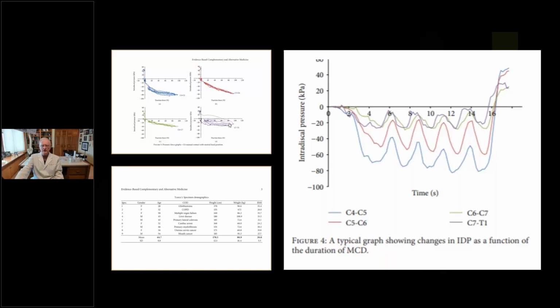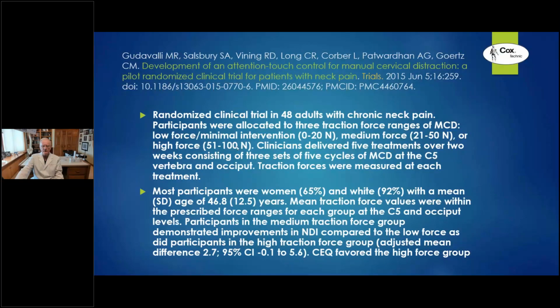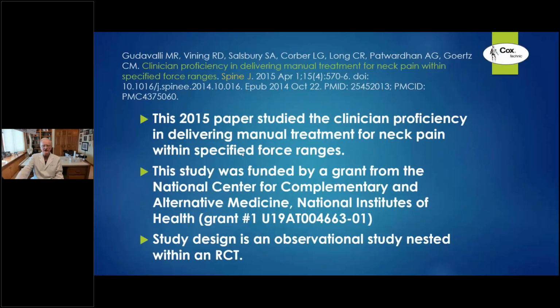Gudavalli et al. also published this in Trials in 2015, that when you deliver three forces, 0 to 20 newtons, which is 0 to 4 pounds, 21 to 50 newtons, which is 4 to 11 pounds, or high force 51 to 100 newtons, which is 11 to 22 pounds, that the medium force gives less iatrogenesis and better clinical outcomes.